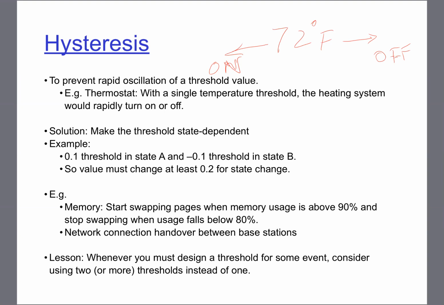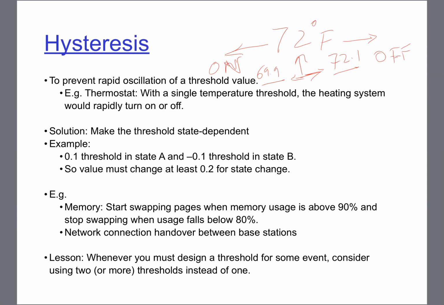But if this was based on a single threshold, then think about what would happen. Your temperature goes from 72 to 72.1, right? And immediately your heating will turn off. And very soon your temperature may fall to 69.9, and then the heating will turn on. So you would have rapid oscillations back and forth around the value 72. And obviously we don't want that, because soon your furnace in the house will blow up.